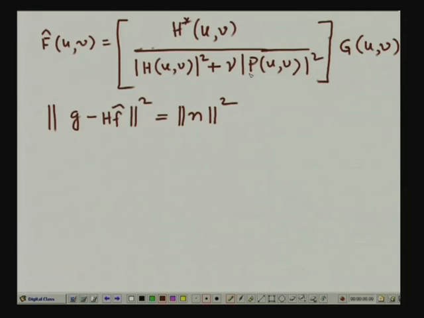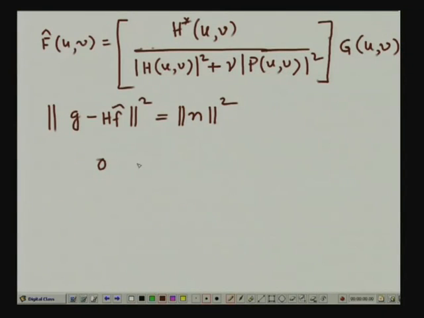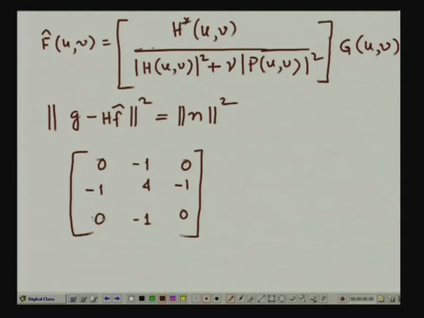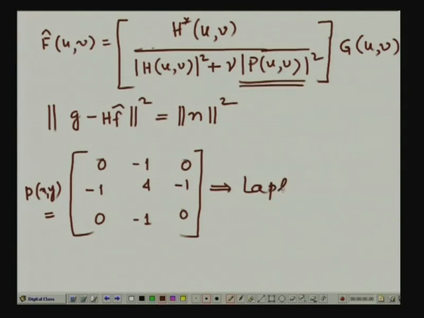And the term P(u,v) is the Fourier transform of the mask given by 0 minus 1 0, minus 1 4 minus 1, 0 minus 1 0. So, this is my p(x,y), and P(u,v) is nothing but the Fourier transform of this p(x,y). You can easily identify that this is nothing but the Laplacian mask that we have already discussed in our earlier discussion.